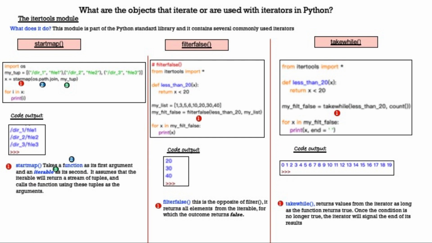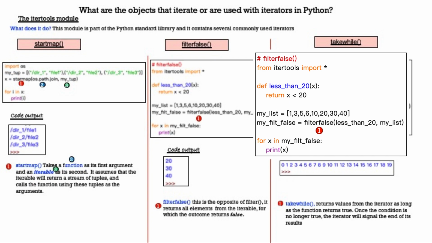So now we have filterfalse. Filterfalse is just the opposite of filter that we saw a few slides earlier. It returns all elements from the iterable for which the outcome returns false. So it evaluates to false instead of true. So let's look at this. We create a function of our own called less_than_20 with a parameter of x. We return x less than 20.